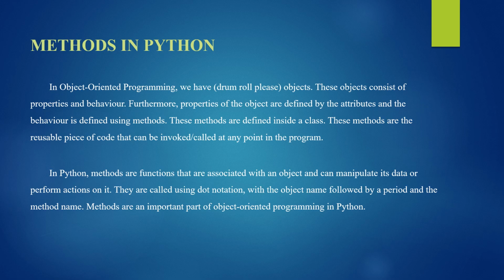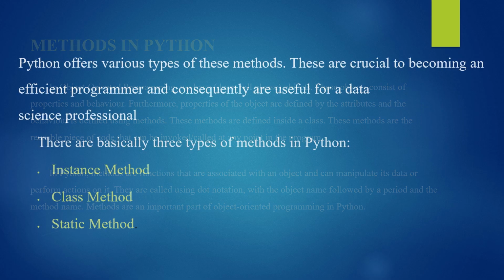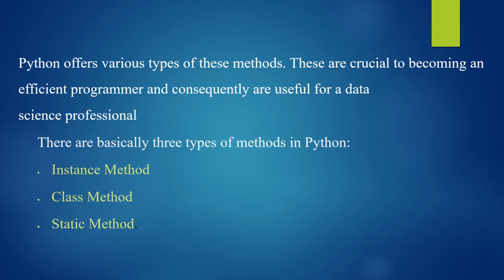In Python, methods are the functions that are associated with an object and can manipulate its data or perform actions on it. They are called using dot notation, with the object name followed by a period and the method name. Methods are an important part of object-oriented programming in Python. Python offers various types of these methods. These are crucial to becoming an efficient programmer and consequently are useful for a data science professional. There are basically three methods in Python: instance method, class method, and static method.